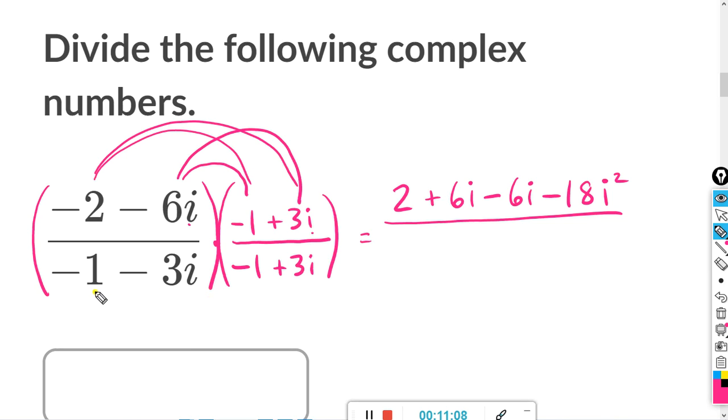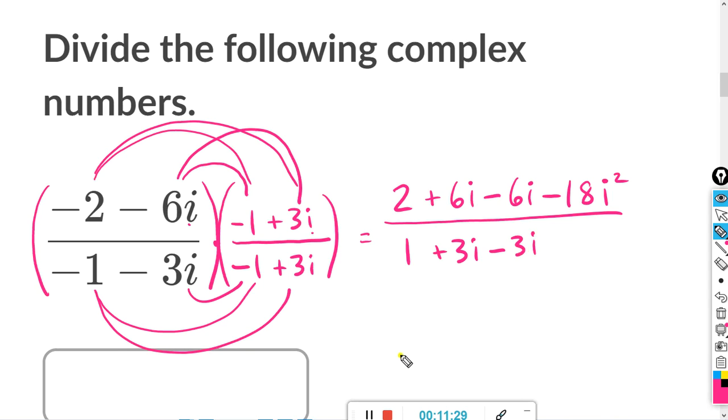In the denominator, first, negative 1 times negative 1 is positive 1. Inner is negative 3i times negative 1, that's positive 3i. Outer is negative 1 times positive 3i, that's negative 3i. And last is negative 3i times positive 3i. Negative 3 times positive 3 is negative 9. And i times i is i squared.